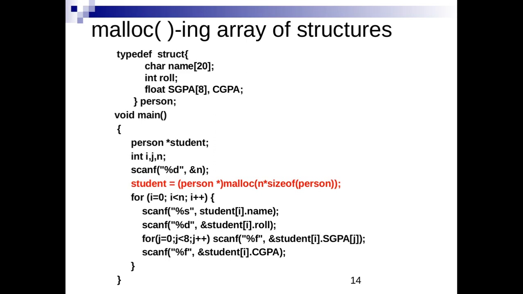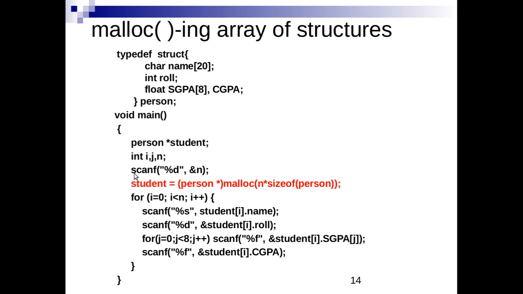Malloc-ing an array of structures. Here is a structure variable, which is named person, and it stores some information about a student: name, roll number, SGPA, CGPA, etc. Then you define a pointer variable named student, and the type of student is person star. So student holds a pointer to a structure variable of type person.